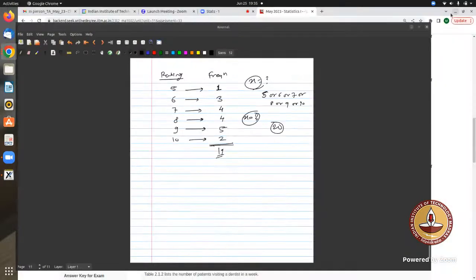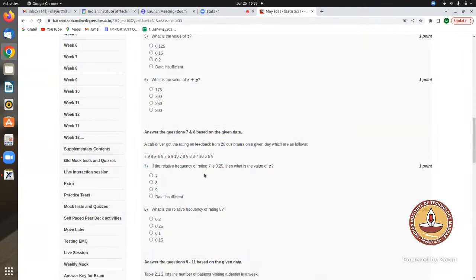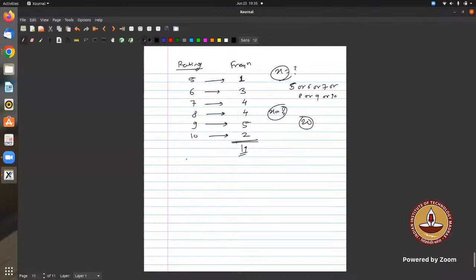So question 7 is: if the relative frequency of rating 7 is 0.25, then what is the value of x? What is the relative frequency of 7? It is the frequency of 7 divided by the total frequency. The relative frequency is 0.25, given. The total frequency is 19 plus x, which is 20. So I know 20, but I do not know the frequency of 7.